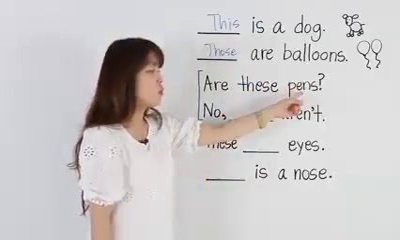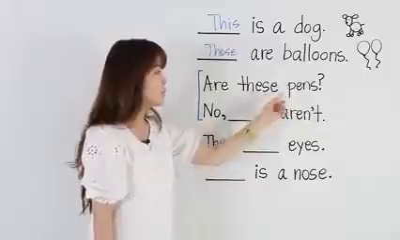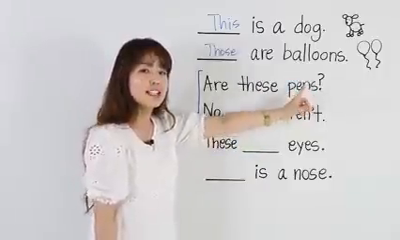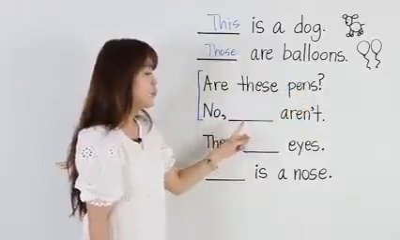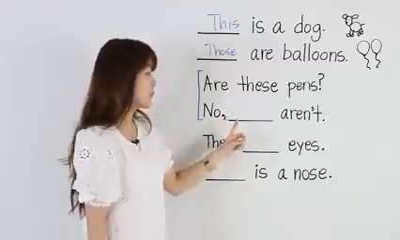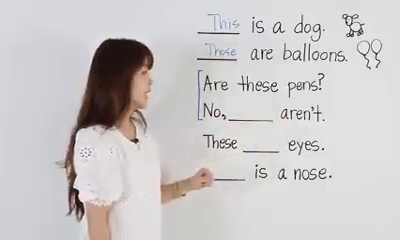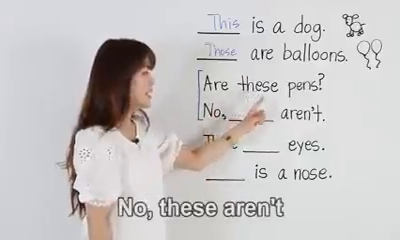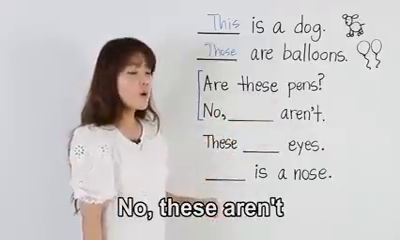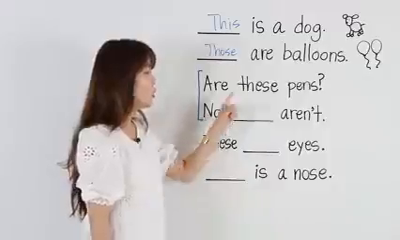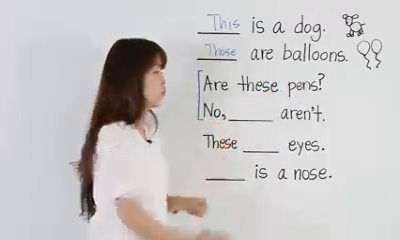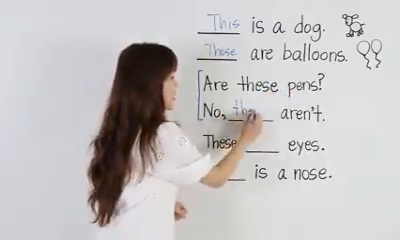Now when we ask the question, are these pens? We have more than one. These pens with an S. I can put two answers here. I can say no, these aren't. Or I can say no, they, more than one, they aren't.